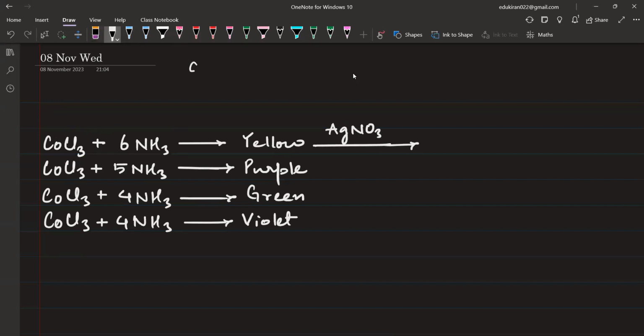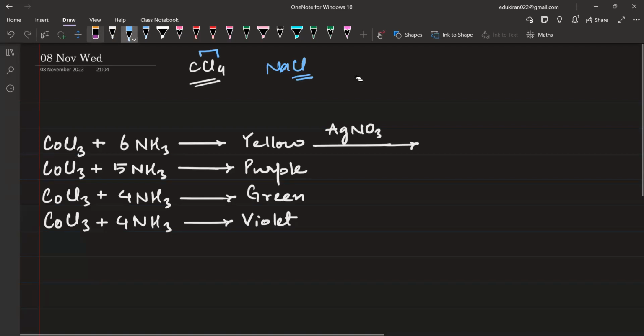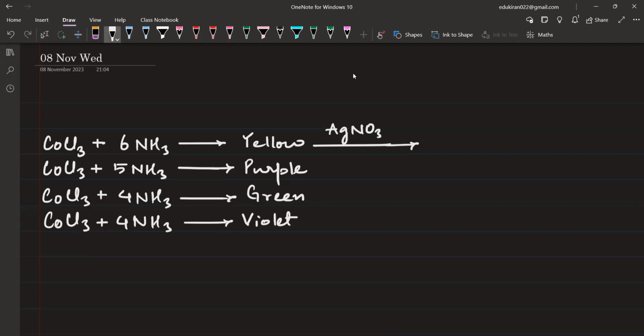Like, if you take CCl4, carbon tetrachloride, then in this case the chlorine atoms are covalently bonded. These are not chloride ions. But if you have NaCl, then this is a chloride ion. So he was testing whether the chloride is covalently bonded or present as an ion. He found that he is getting 3 moles of AgCl.